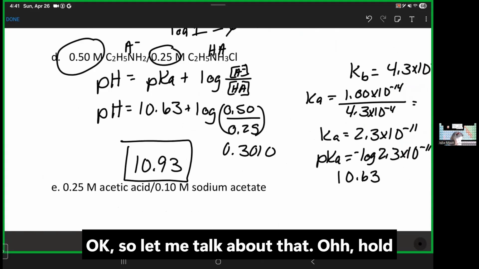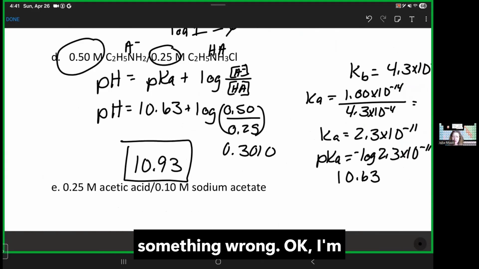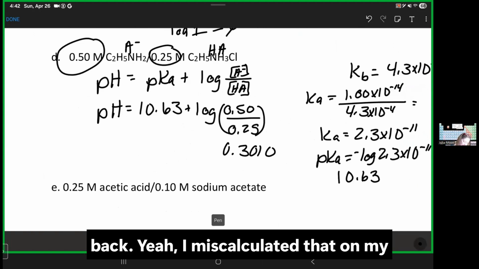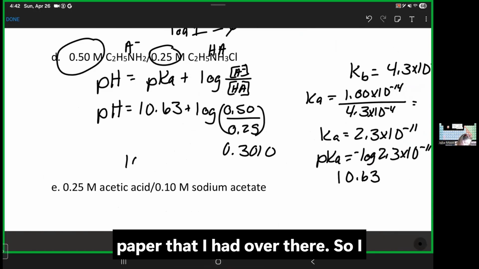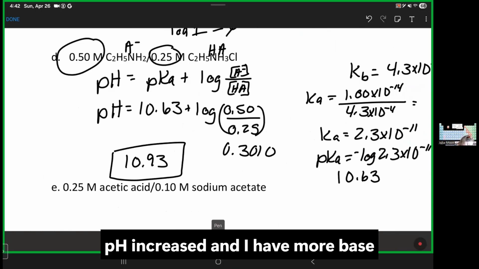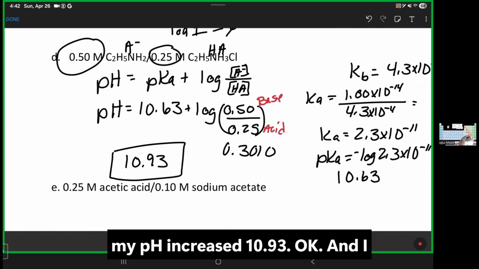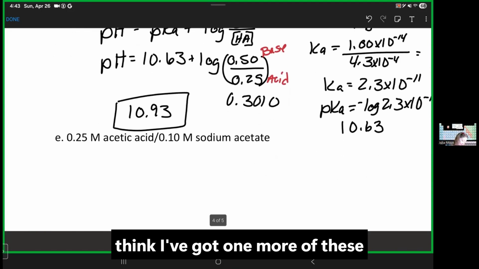Okay, so let me talk about that. Oh, hold on a second. I may have calculated something wrong. Okay, I'm back. Yeah, I miscalculated that on my paper that I had over there. So I get 10.93. So my pH increased, and I have more base than acid. So it makes sense that my pH increased, 10.93.